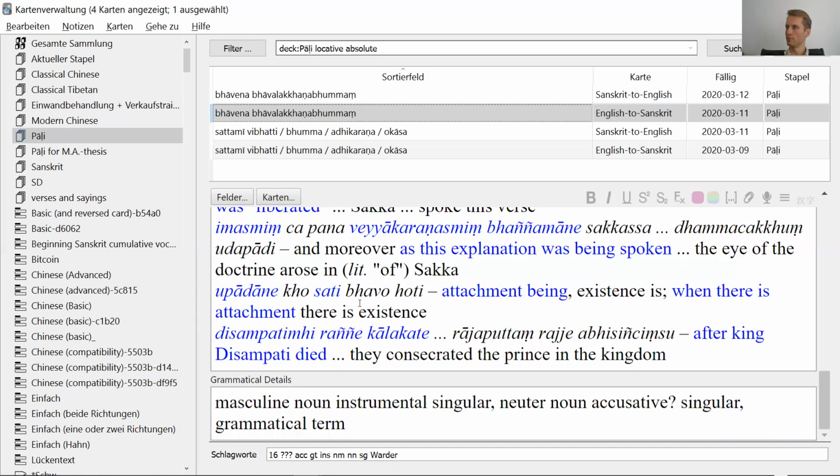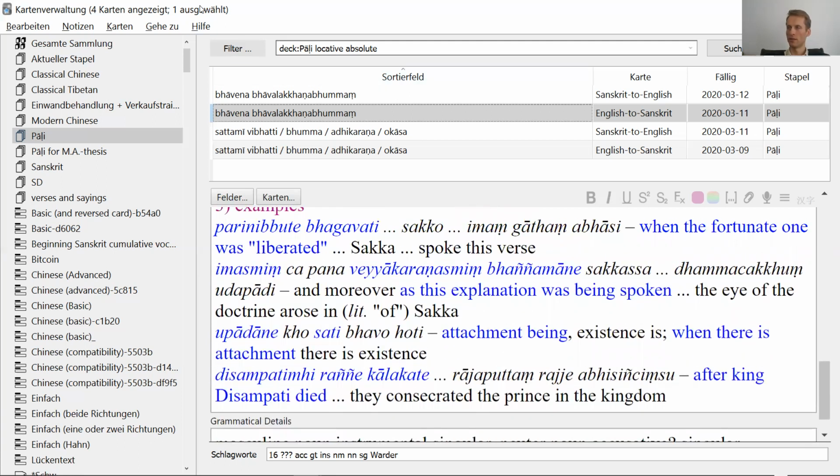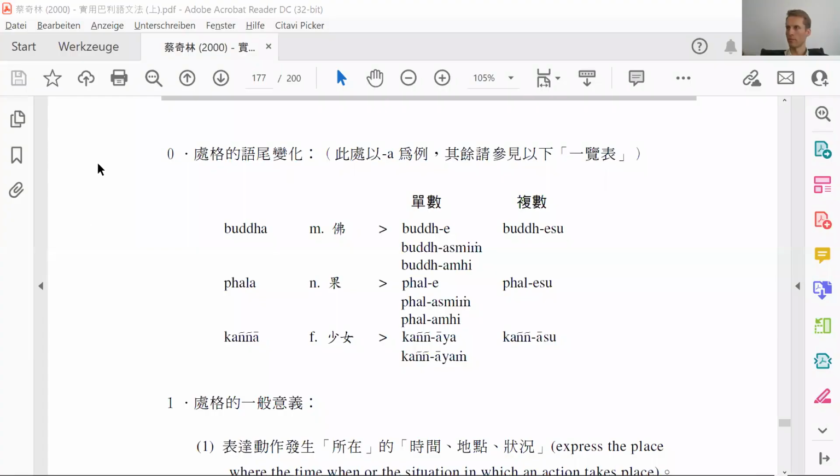Upadane sati bhavo hoti, attachment being, existence is, meaning when there is attachment, there is existence. Tissamhi rajini kalakate, after King Tissa died, rajaputtam rajje abhisincimsu, they consecrated the prince in the kingdom. All right. So far as regards the locative absolute.